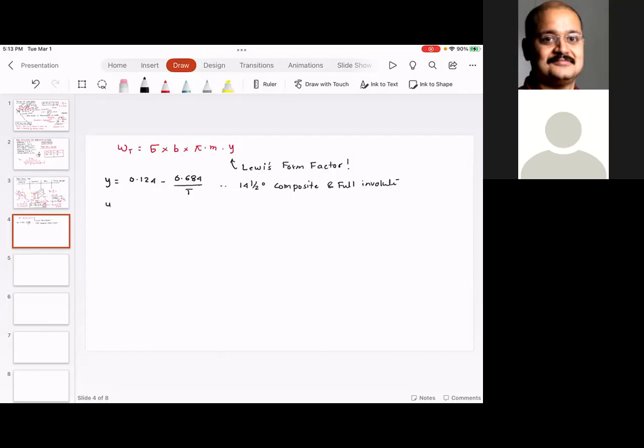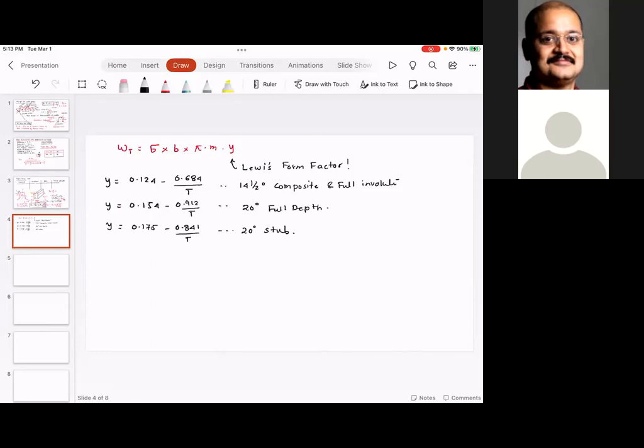So next, Y is 0.154 minus 0.912 divided by T for 20 degrees full depth, and Y is equal to 0.175 minus 0.841 divided by T for 20 degrees stub.